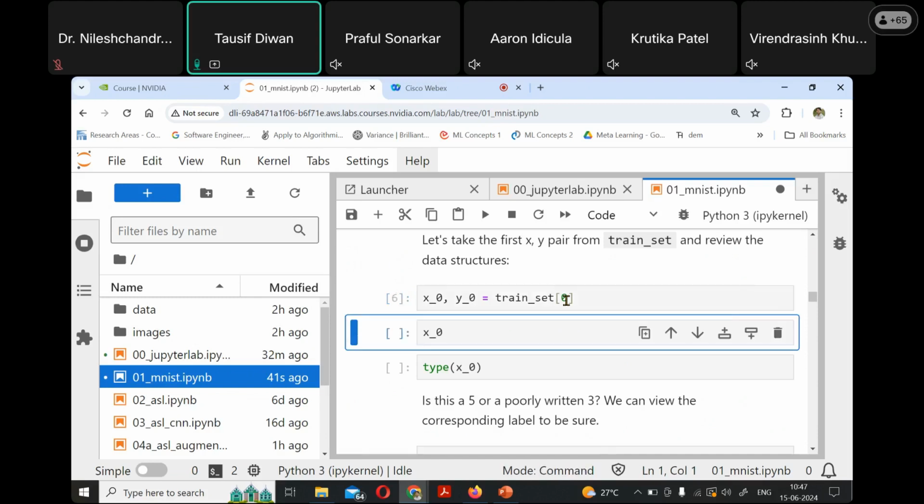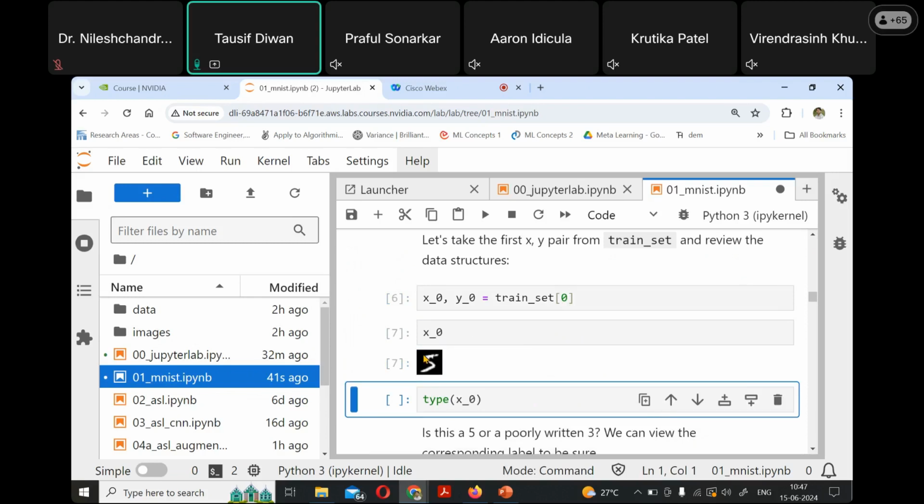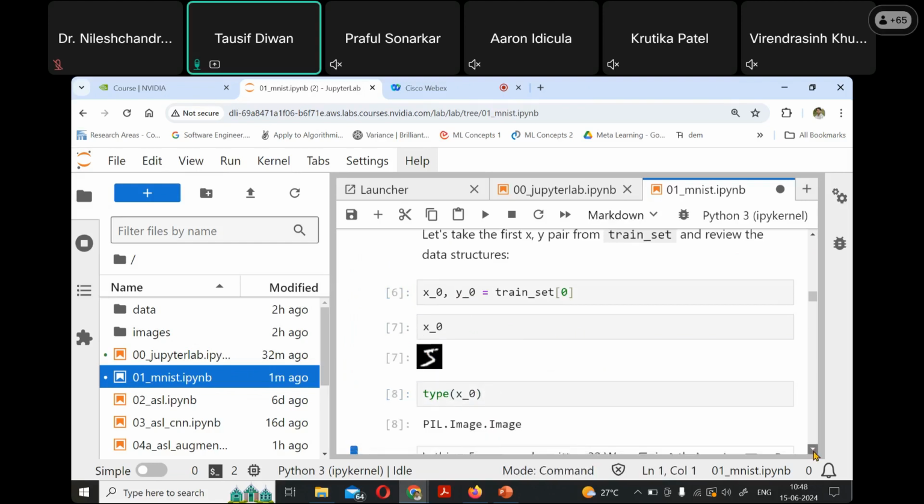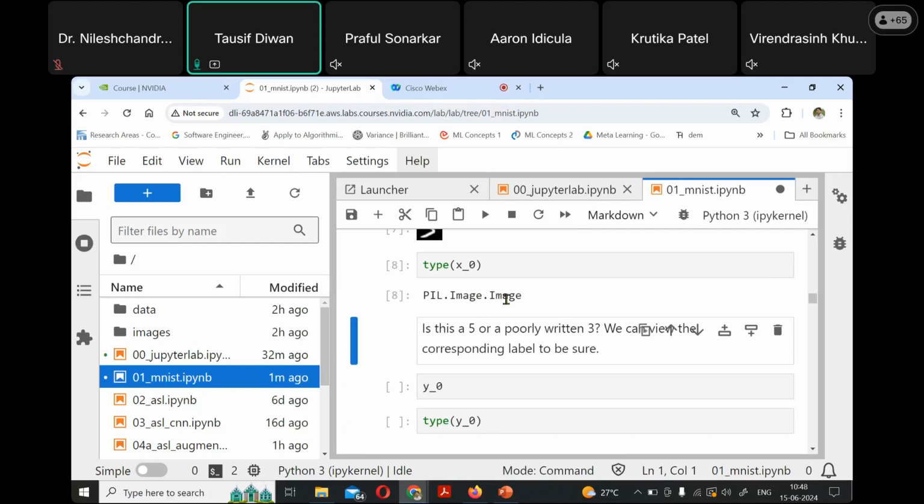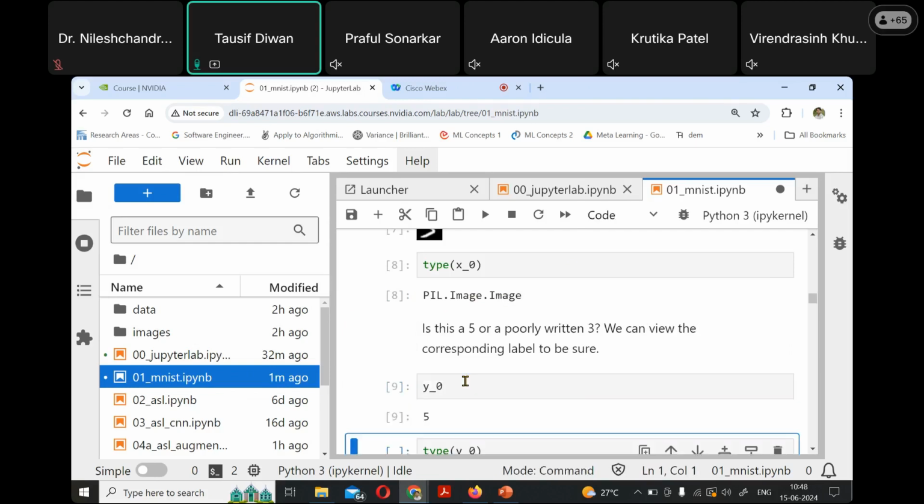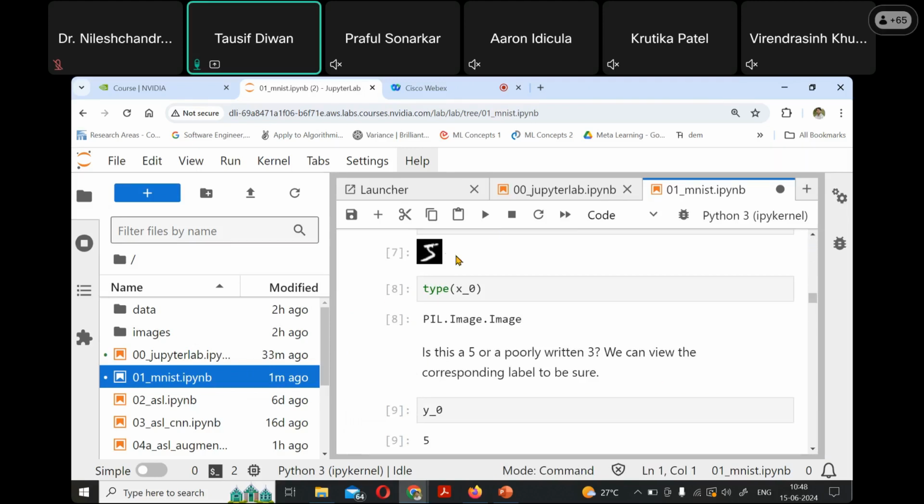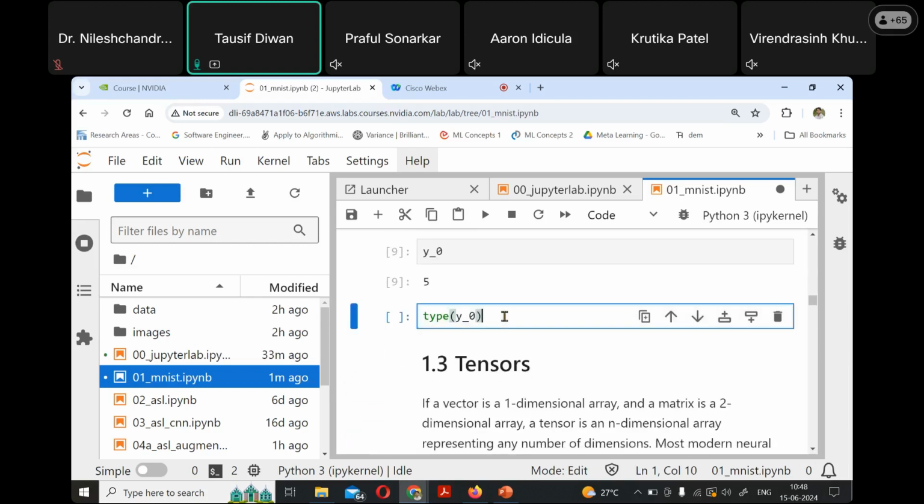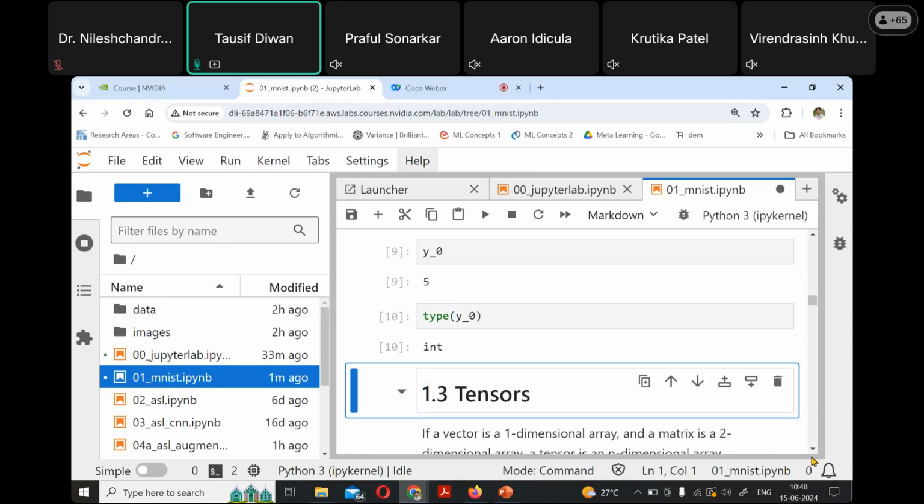Just run this cell. Now I am printing x of 0. See what is the output. This is the image, and y of 0 is the label. What is the data type of this? Suppose I am interested in printing the data type of this, then I need to type print. So here you can see the type is image. Okay, y of 0 is a label. Which type of label is this? 5. See, this was handwritten digit 5 and it is the label 5. And what is the data type of this? Data type is integer. Fine.